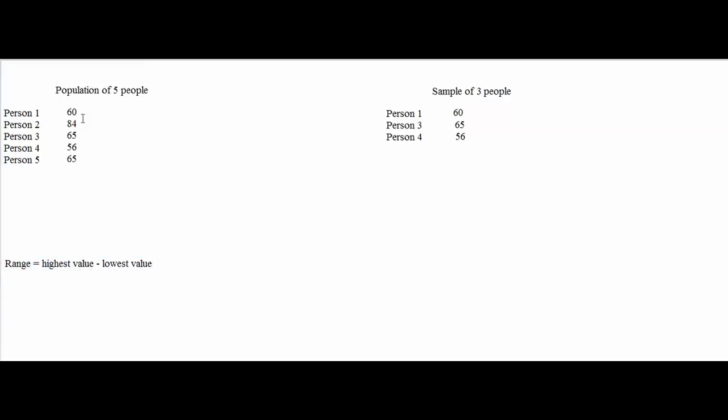Now let's calculate the range for the population of all 5 family members. The tallest person in the family is 84 inches tall, and the shortest person is 56 inches tall. So the highest value is 84, and the lowest value is 56. If we subtract 56 from 84, we get 28. So the range of the entire population is 28.